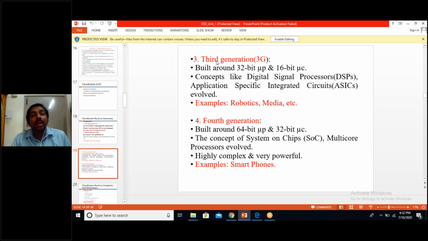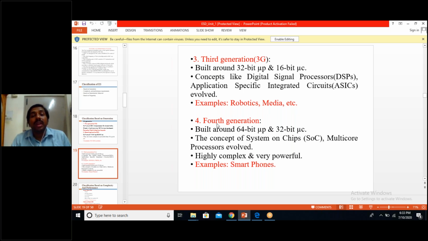Classification based on the generation. The third one is third generation systems, 3G systems. If your embedded system is built around a 32-bit microprocessor and 16-bit microcontroller and does applications like digital signal processing and ASICs, then it comes under third generation. Examples are robotics and multimedia applications.